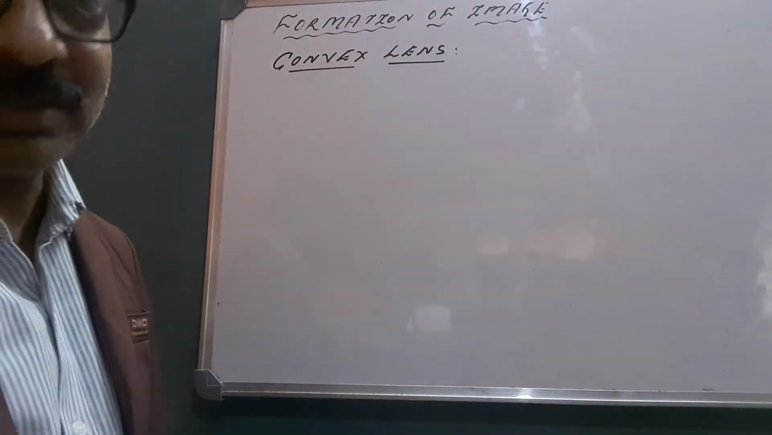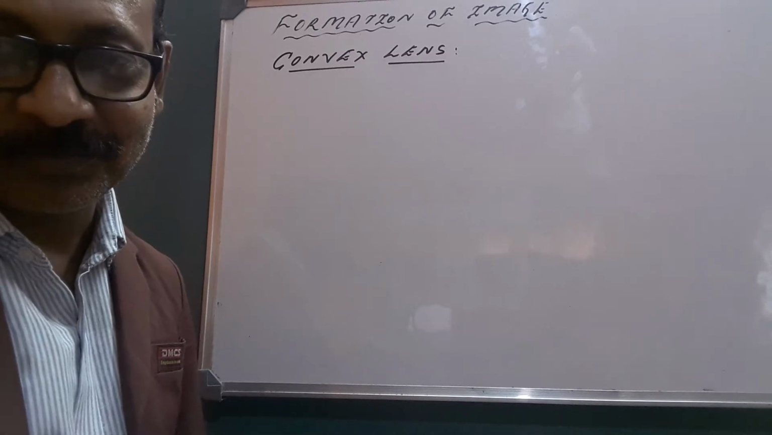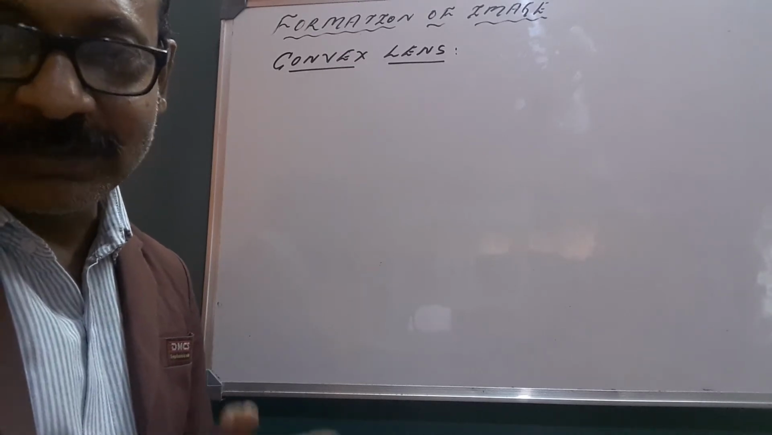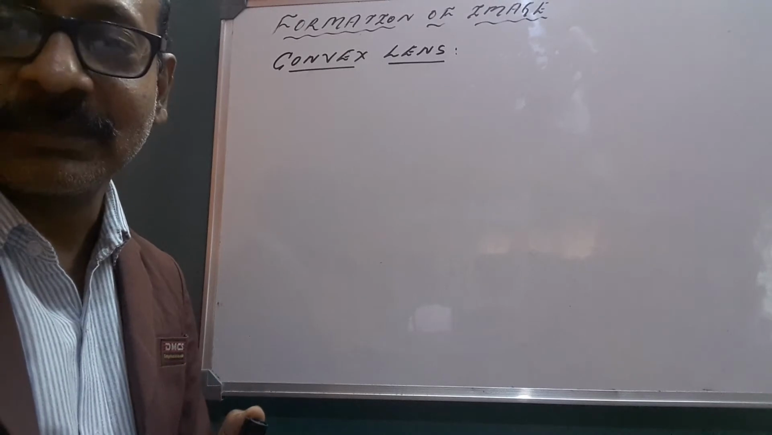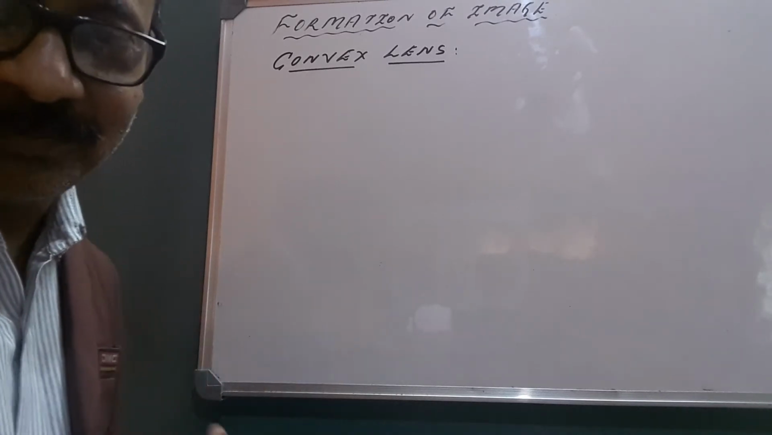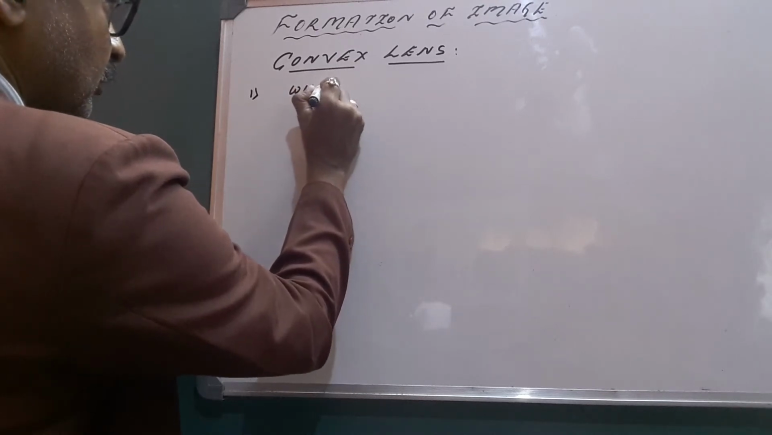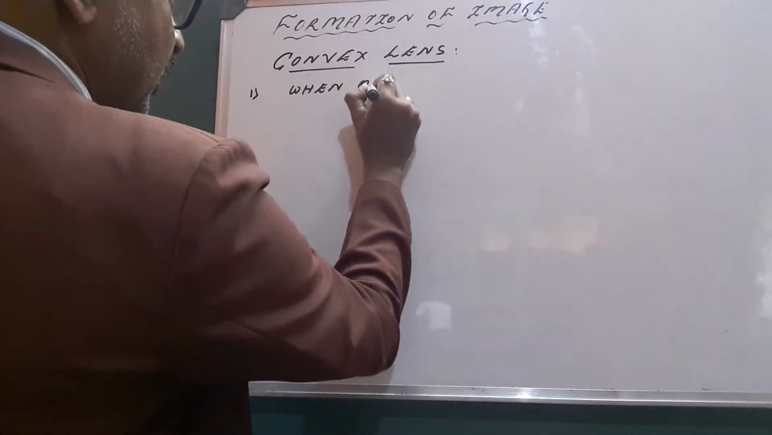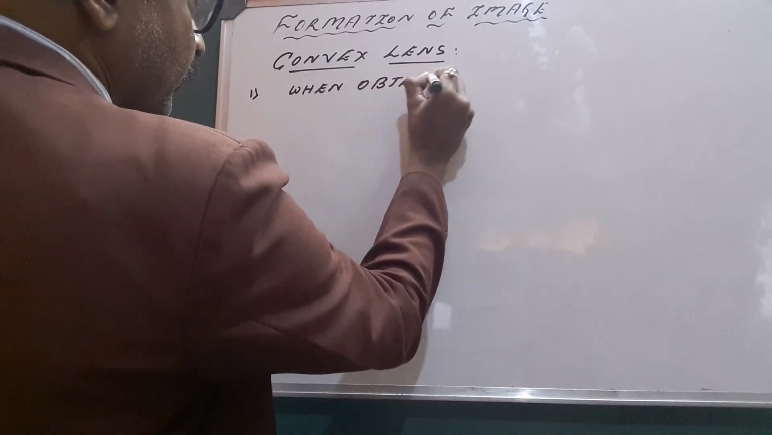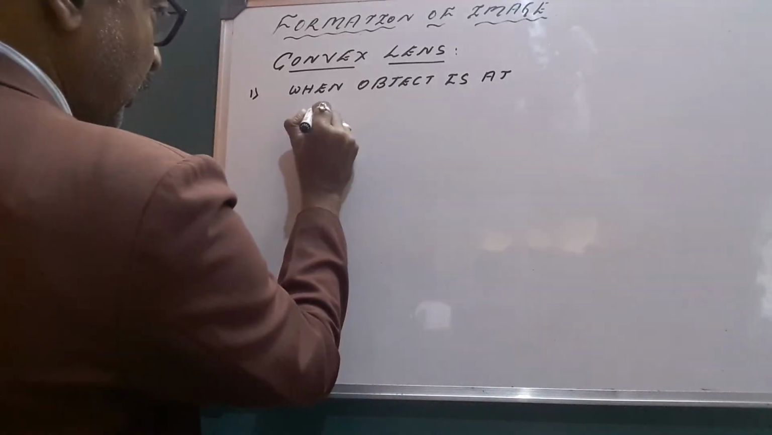So today, let us study about the formation of image by convex lenses. The first and foremost case is when the object is at infinity. Okay, case 1. Let us study case 1, when the object is at infinity.